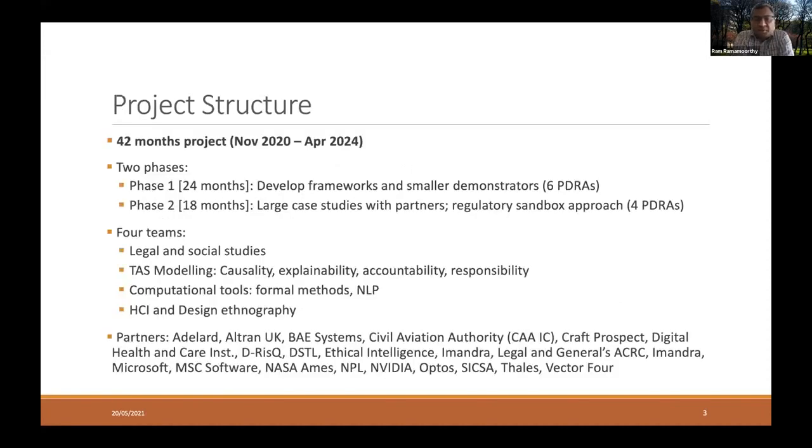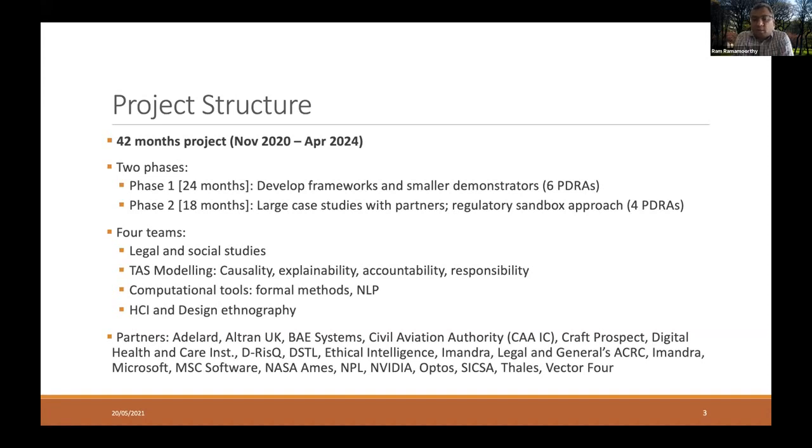So our project is structured in terms of 2 phases. In the first phase, we are solving these problems in terms of smaller chunks, smaller demonstrators, and building up the ideas. And our intention is that in a second phase, which would be the latter 18 months, we will bring all of these ideas together and situate them in the context of real world case studies where we directly work together with organizations that have a real stake in the regulatory process.